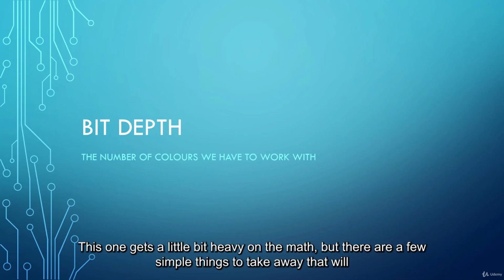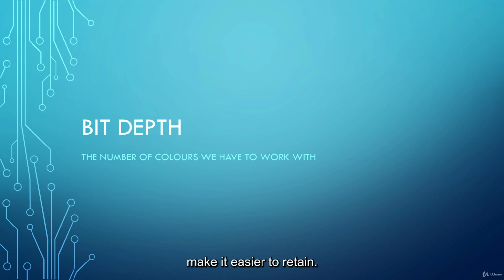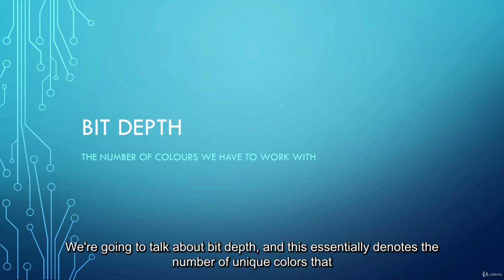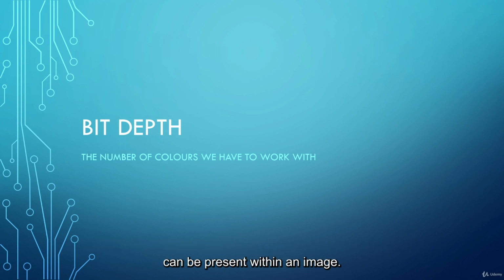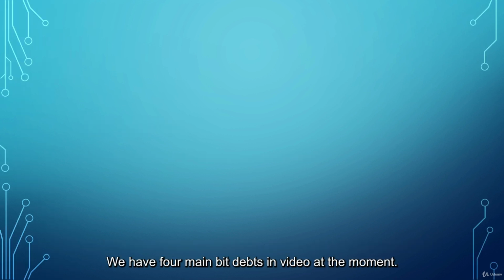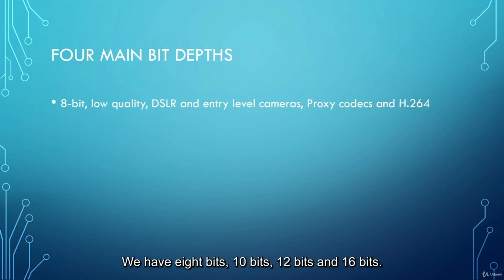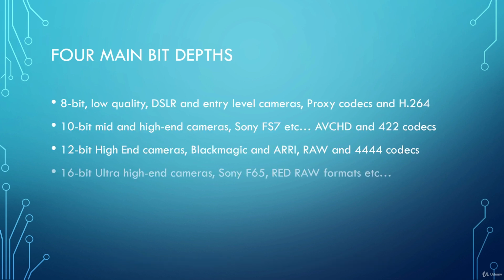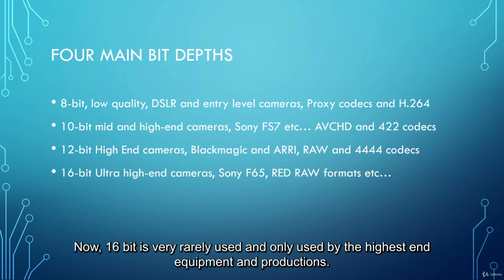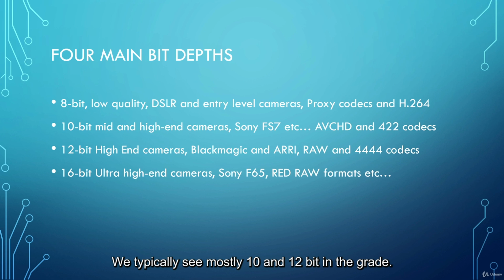This one gets a little bit heavy on the math, but there are a few simple things to take away that will make it easier to retain. We're going to talk about bit depth, and this essentially denotes the number of unique colours that can be present within an image. We have 4 main bit depths in video at the moment. We have 8-bit, 10-bit, 12-bit, and 16-bit. Now 16-bit is very rarely used and only used by the highest end equipment in productions. We typically see mostly 10 and 12-bit in the grade.